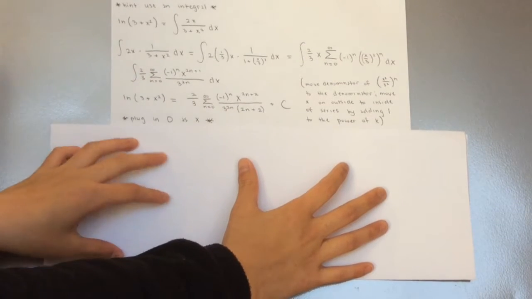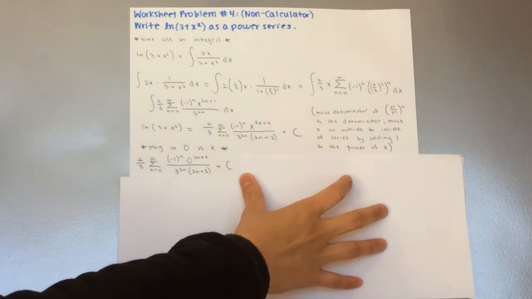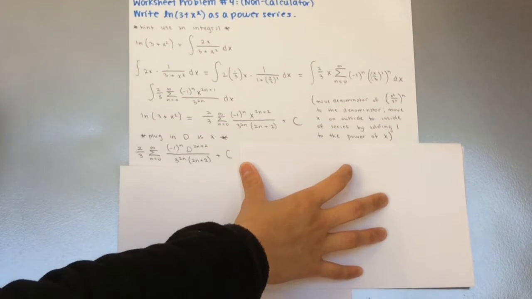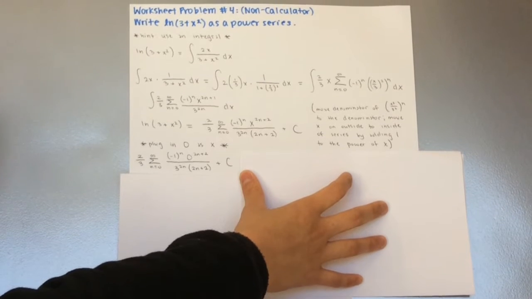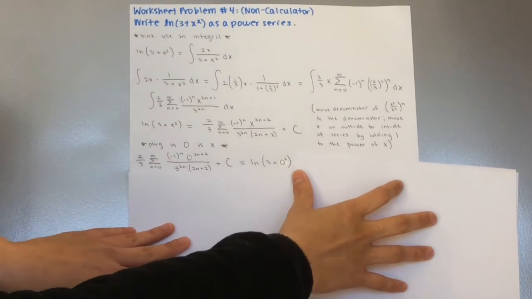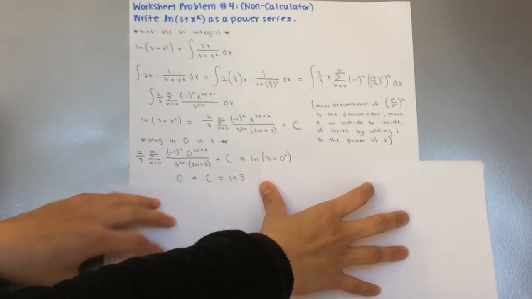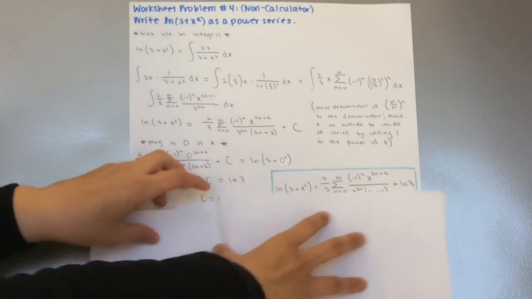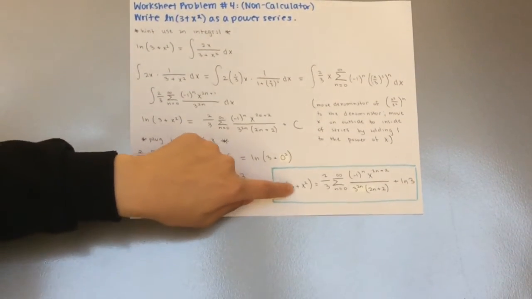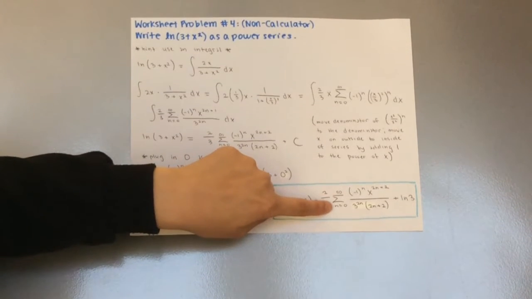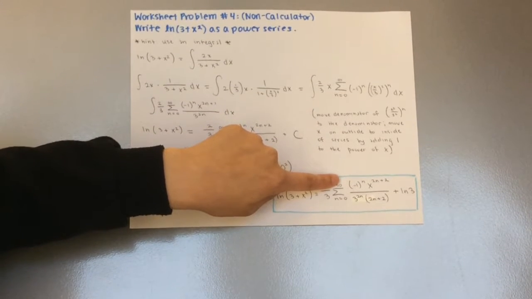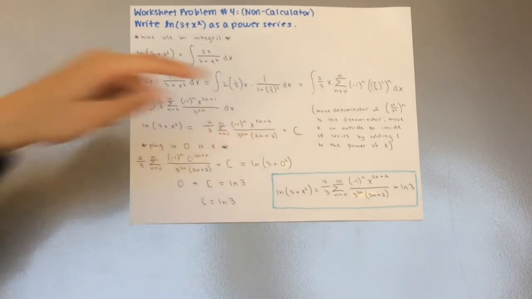So to find c, we would simply plug in 0 for x. So we get 2/3 times the summation from n equals 0 to infinity of (-1)^n times 0^(2n+2) over 3^(2n) times (2n plus 2) plus c equals ln of (3 plus 0 squared). So this obviously simplifies to 0 plus c equals ln 3. So we can assume that c equals ln 3. Therefore, the answer is ln of (3 plus x squared) equals 2/3 times the summation from n equals 0 to infinity of (-1)^n times x^(2n+2) over 3^(2n) times (2n plus 2), plus ln 3.